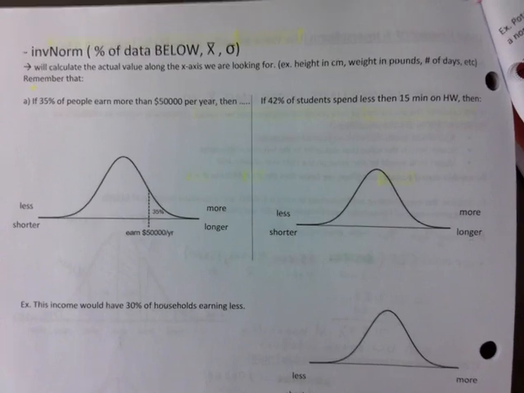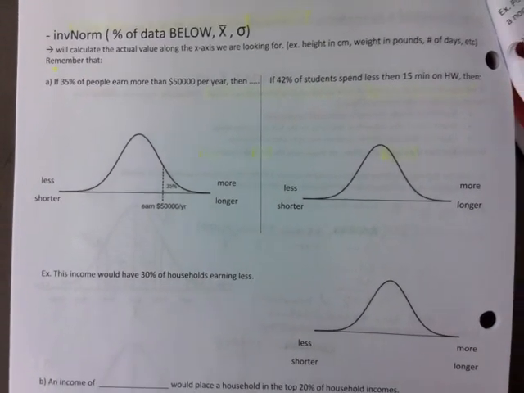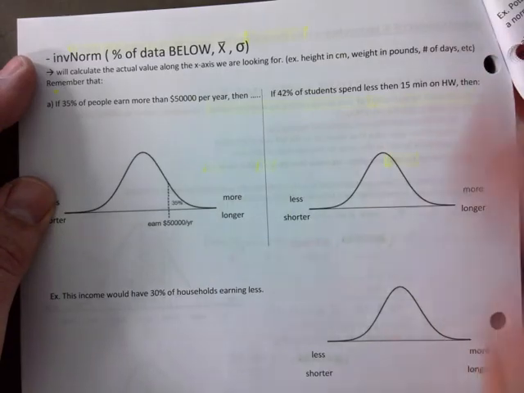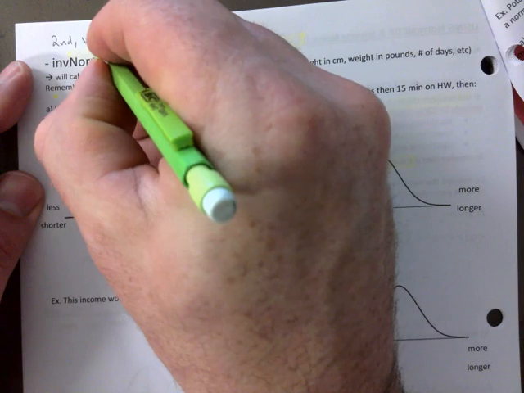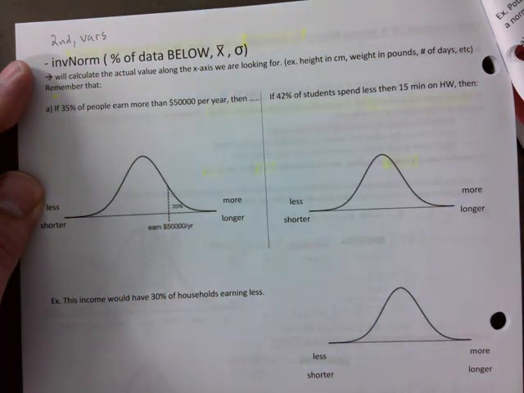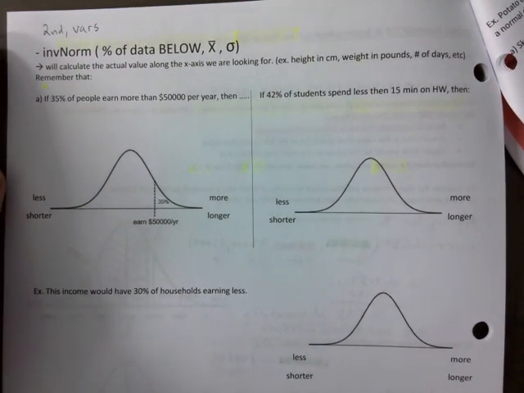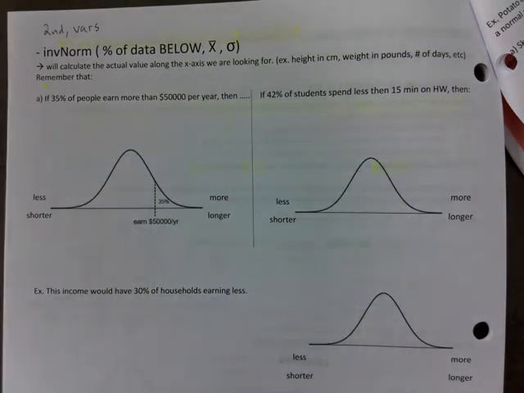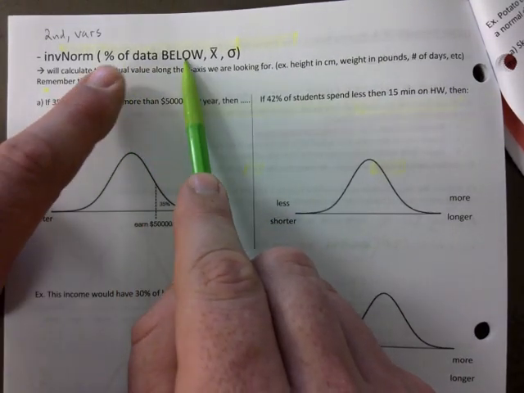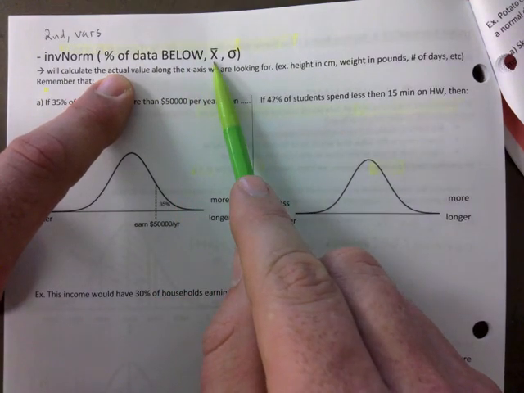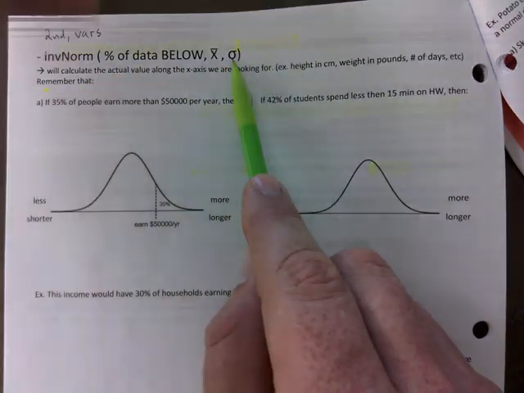This is inverse norm. So let's go look at page 33. Again, you need to press second bars for this, on page 33. And there we have inverse norm. What does it need? Percentage of data below. It needs the mean and the standard deviation.